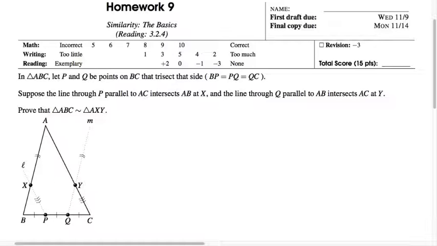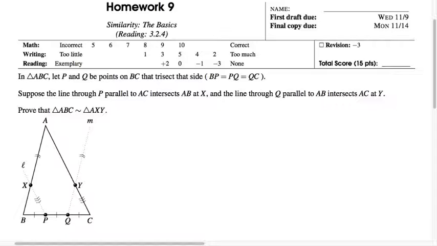So in homework 9, we have this result which is kind of similar to the theorem that we've been taking apart, 3.2.4. Similar in the sense that it involves taking a triangle and then drawing in some lines that are parallel to sides of the triangle, right? And then from that construction, deducing a similarity result.